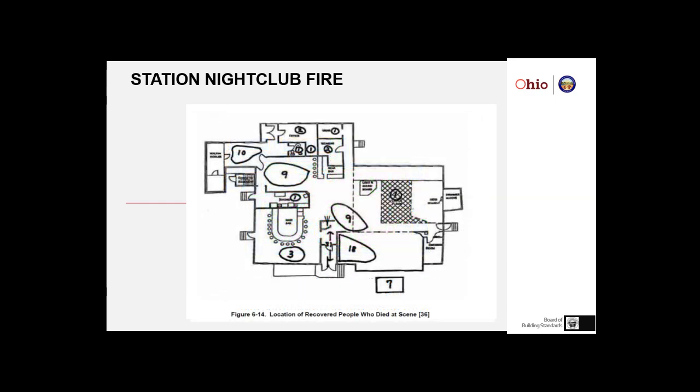This is a diagram of where the recovered bodies were. So you'll see that it appears that 18 were near the exit by the stage, and 31 people, it appears, were right in the entrance vestibule. 3 over by the bar. 9 back by the kitchen. It appears that some people had gone into the offices and didn't realize that there were no exits in that direction. So very, very sad.